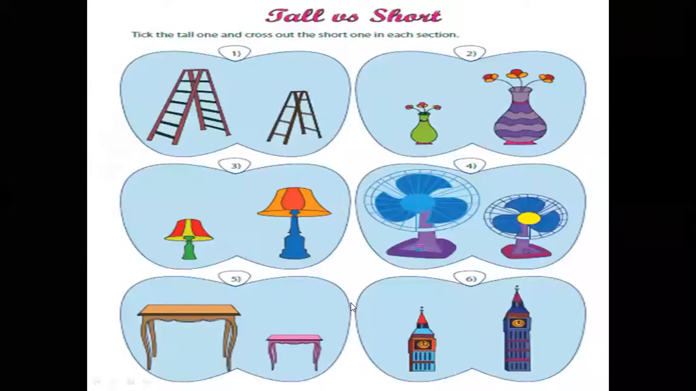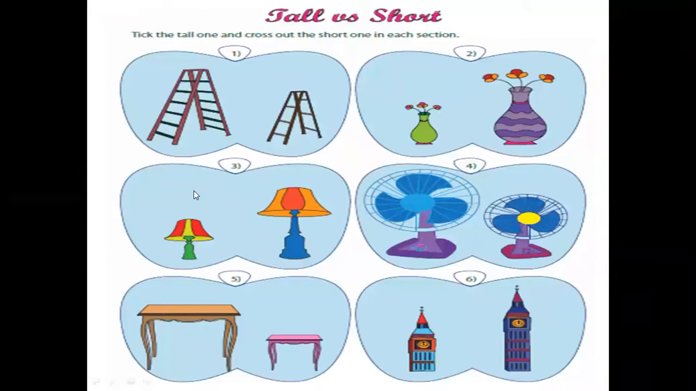Understood? Now let's do some more activity so that you can understand it very well. Okay? So what does this activity say? Pick the tall one and cross out the short one in each section. There are 6 sections, and in each section there are 2 objects that are different in height. So what will you do? You will tick the taller and cross the short one.